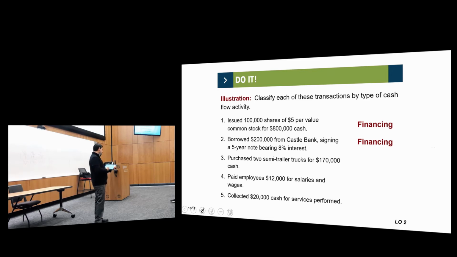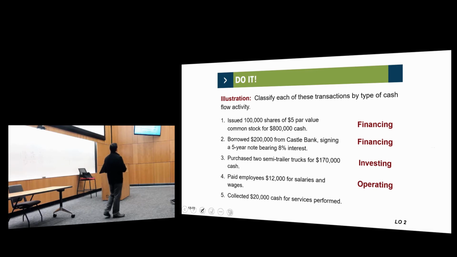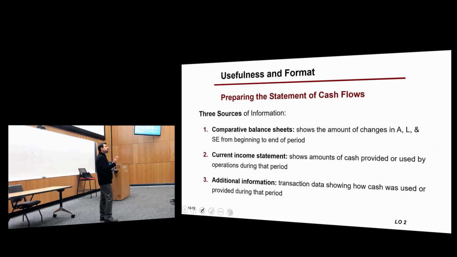Purchased 2 semi-trailer trucks for $170,000 in cash. Investing. The company is investing in 2 trucks. The company paid their employees' salaries. Operating activities. This is salaries and wages expense, right? What about the last one? Collected $20,000 cash for services performed. Operating activities. That's service revenue, right? So you started to get the hang of it.